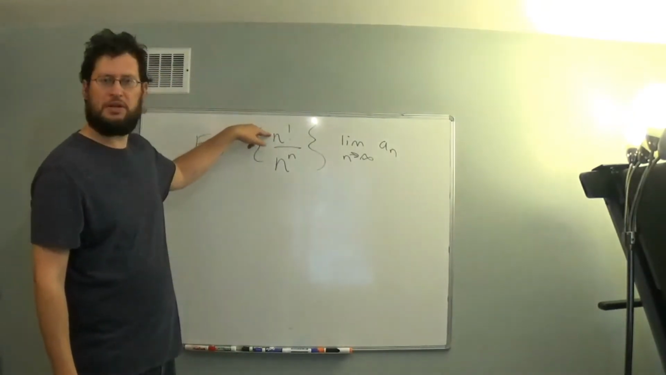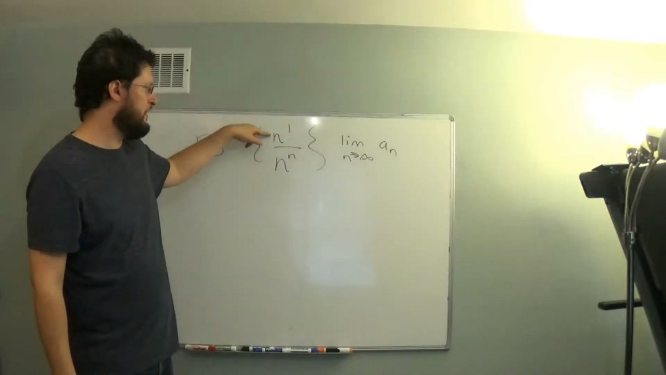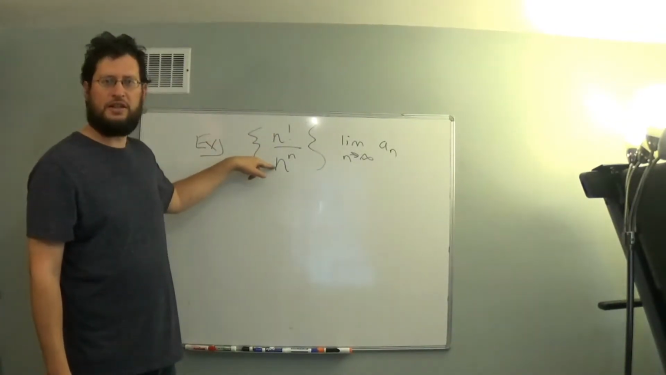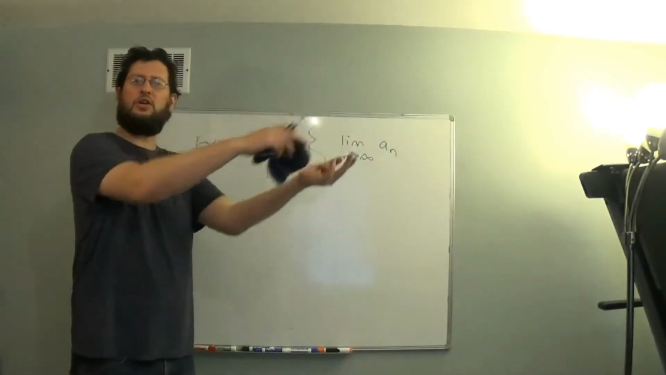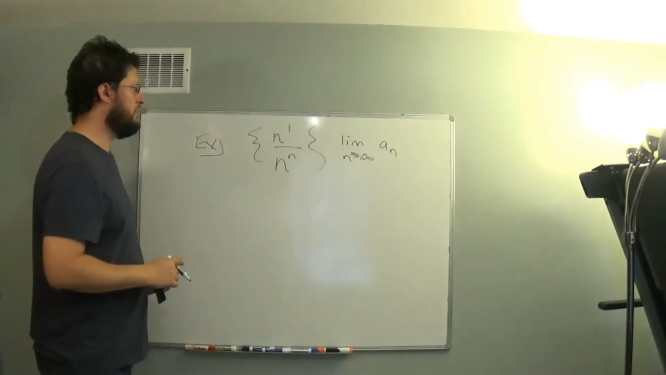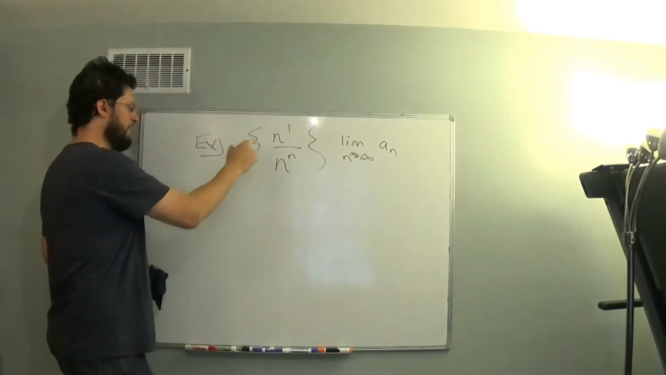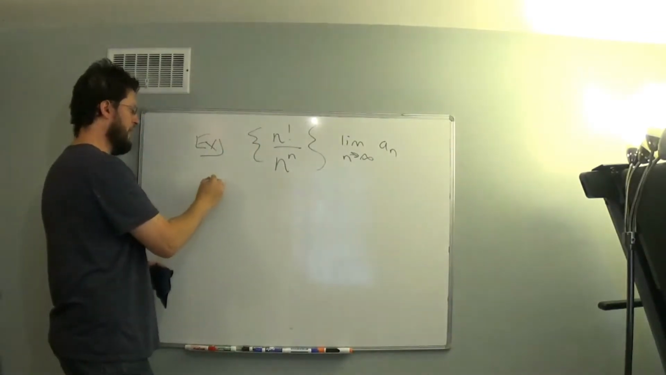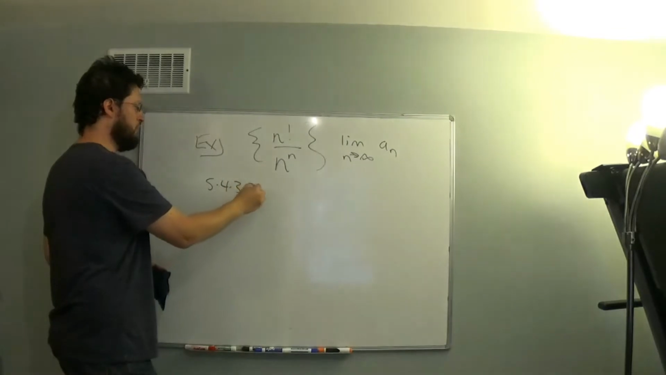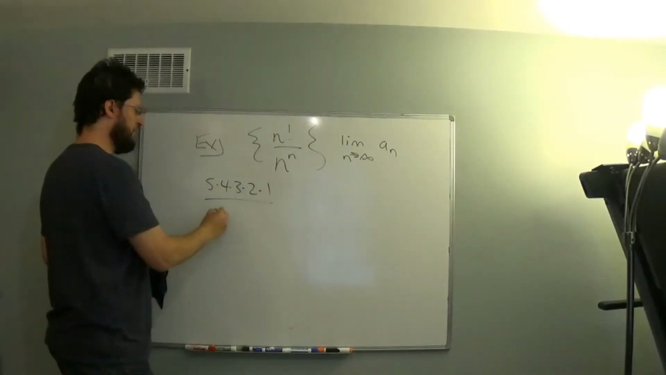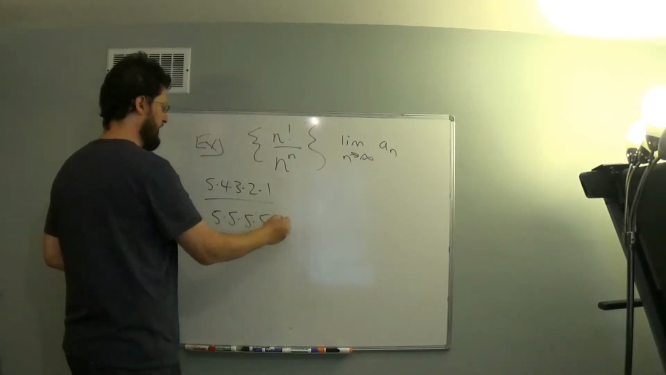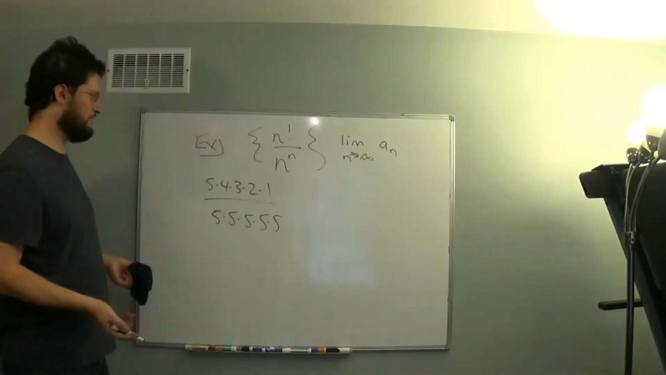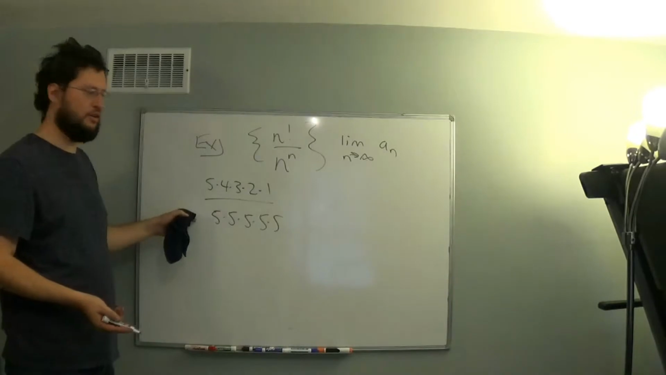If the numerator gets bigger faster, then this is going to go to infinity. If the denominator gets bigger faster, it'll go to 0. If they're kind of equally powerful, it could balance out to almost anything in the middle. So let's just think about that. Suppose that I had 5, right? If I had 5 times 4 times 3 times 2 times 1, and I have 5 to the 5, which is 5 times 5 times 5 times 5 times 5. Which one looks bigger? Definitely the denominator looks bigger.